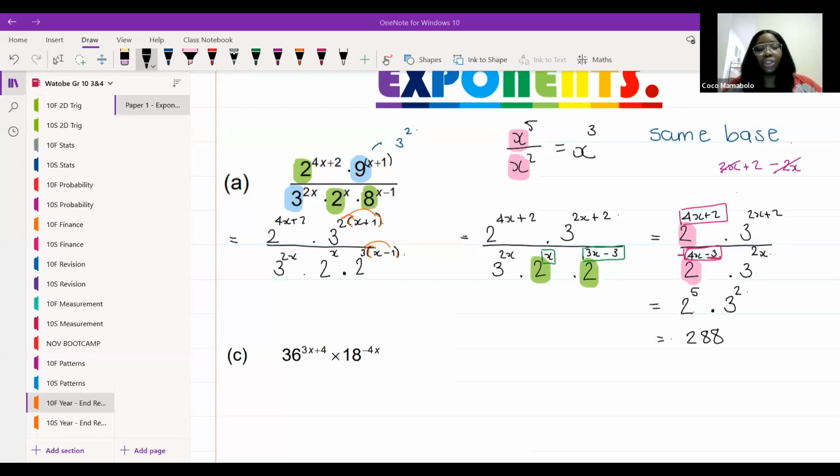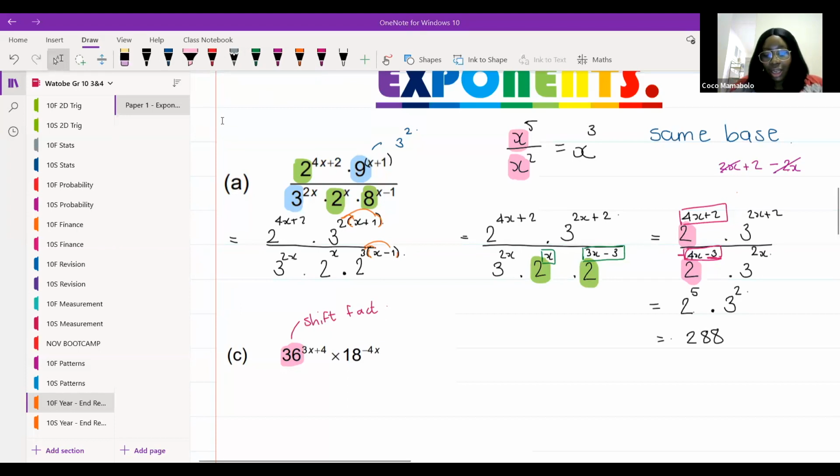Okay, so let's talk about C. Right, now remember guys, if we ever want to compare anything in the exponent, we always need the same base. Now 36 and 18 might have something in common, but because we don't know what 36 and 18 have in common, we're going to take 36 and put it into our calculator and we're going to shift fact. For those of you who don't know how to do this, take your calculator, click in the number 36 and then click equals.